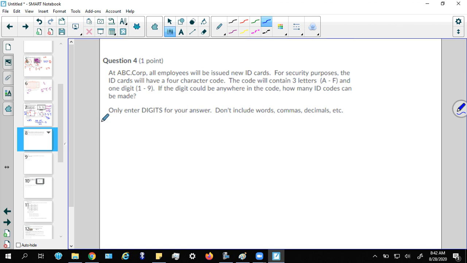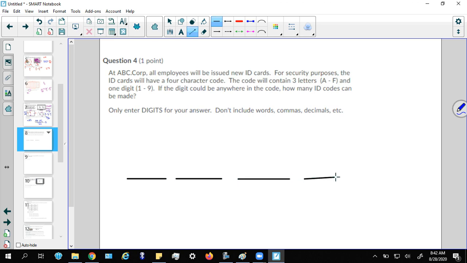All right. At ABC Corp, all employees will be issued new ID cards for security purposes. The ID cards will have 4 characters. Before I even start anything, I'm going to make 4 blanks. The reason I like doing blanks is that it reminds me that something's got to go in the blanks. So let's keep reading.